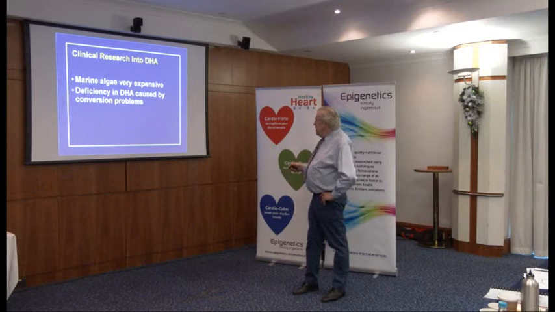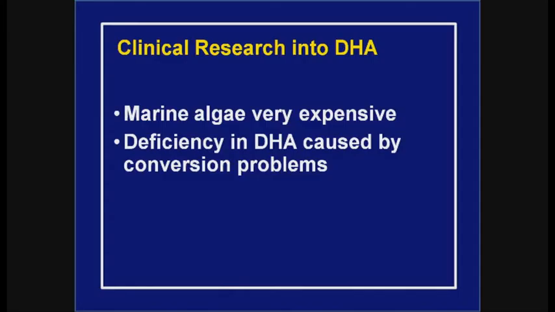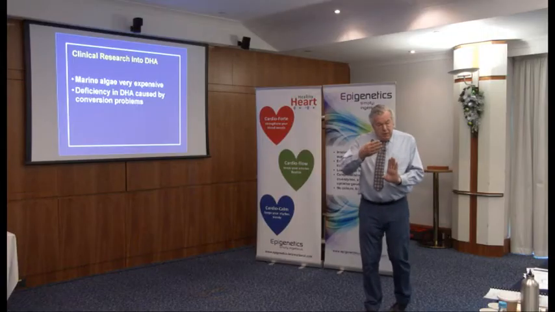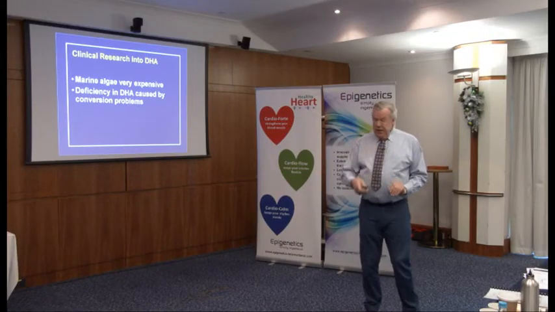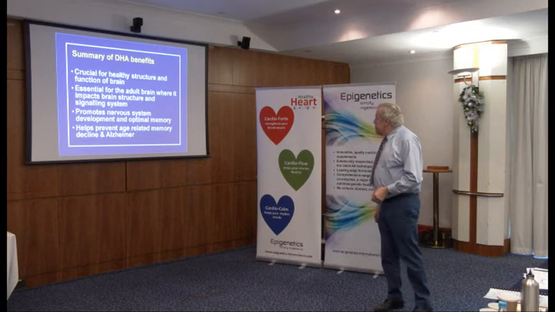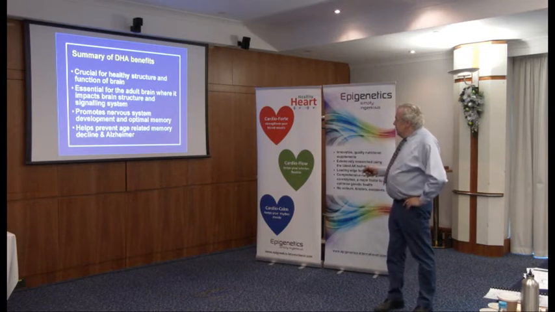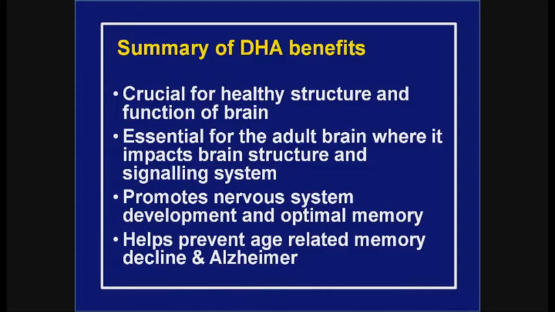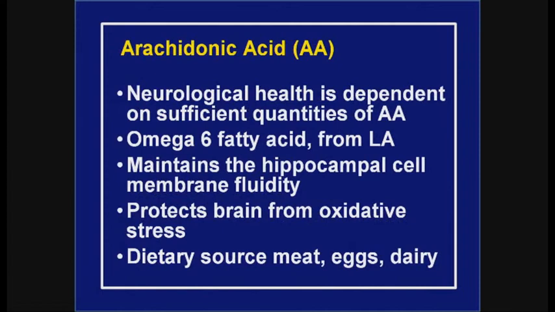Marine algae is relatively expensive in comparison to, obviously, fish oil. So deficiency in DHA can be caused by people not being able to convert EPA into DHA sufficiently. It's essential for healthy structure of the brain, essential for the adult brain, promotes nervous system development and helps prevent dementia. Arachidonic acid, as we said, is an omega-6.